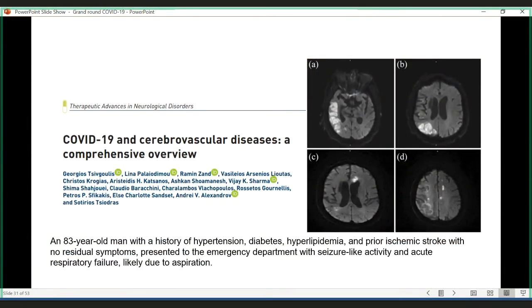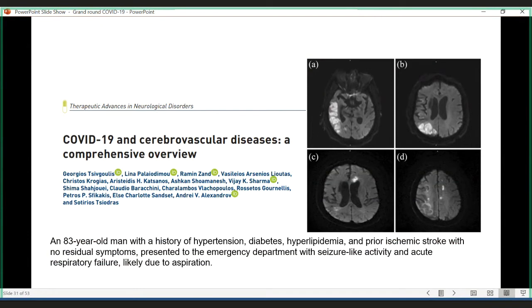So this is a case report with COVID-19 and stroke. I just wanted to discuss this case just to give an idea on how stroke could present with COVID-19 or during the course of the COVID infection. This is an 83-year-old patient who presented with altered mental status and seizure-like activity. The initial images, as we see here on image A and B, showed embolic-looking strokes in different vascular territories on the right MCA and PCA territory. This patient had to be intubated due to respiratory failure thought to be secondary to aspiration pneumonia. Then he was admitted to the ICU.